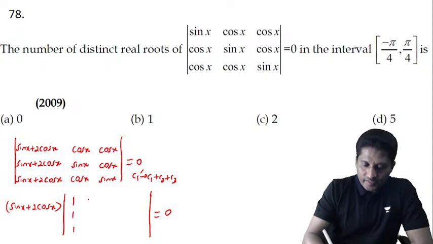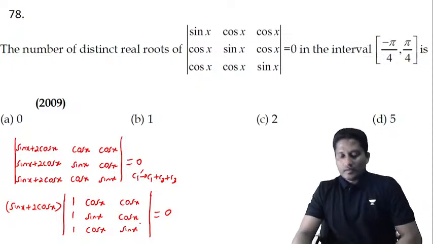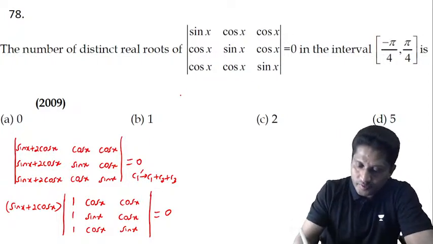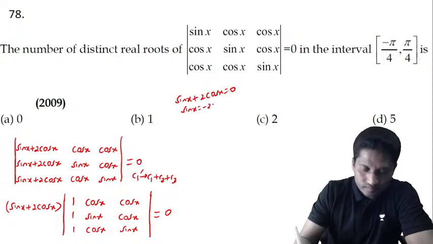1, 1, 1. If I take it outside, this is cos x, this will be sin x and cos x. And the last column will be equal to cos x and sin x. Alright, now this is not going to help you out. You don't get it in the interval minus pi by 4 to plus pi by 4. If I equate this to 0, you will get sin x is equal to minus 2 cos x.